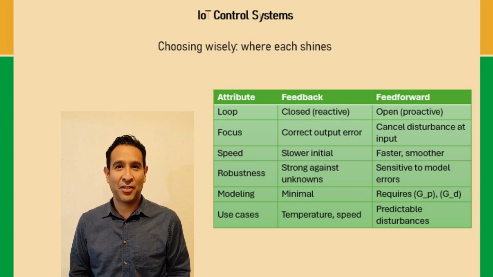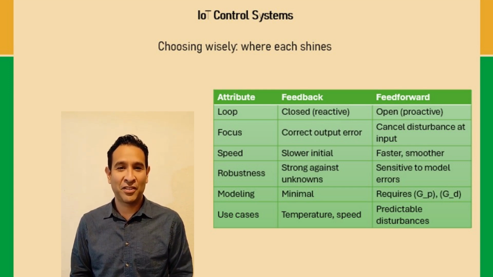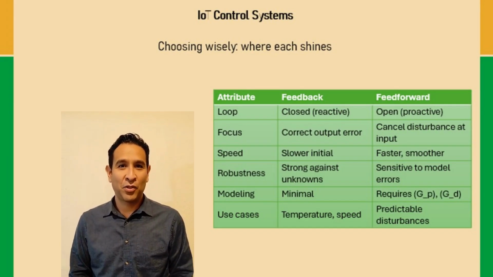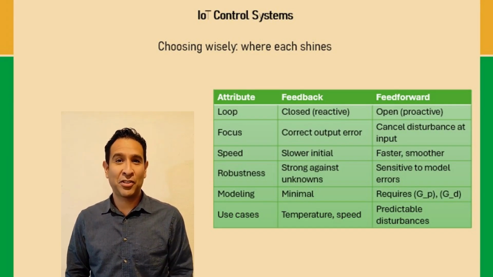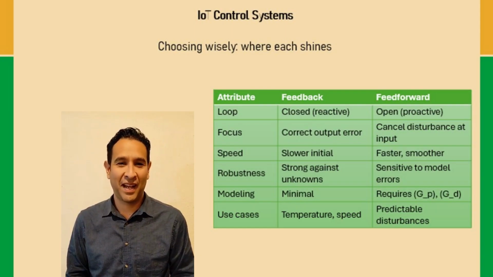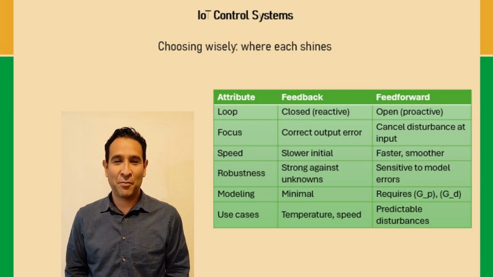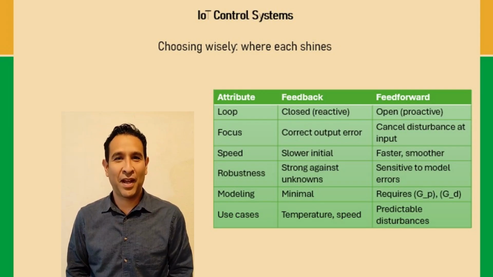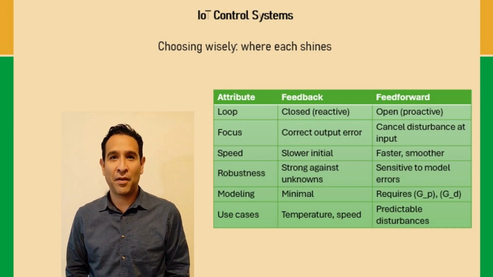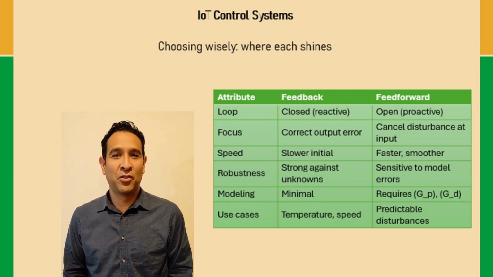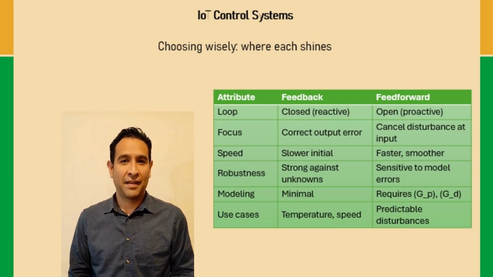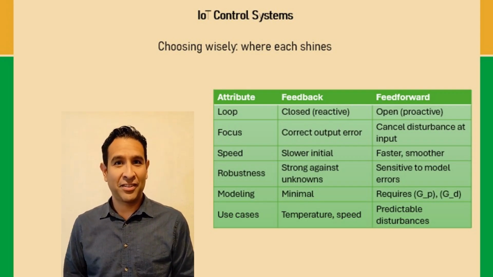Think of feedback as your safety net. It handles unknowns and drifts, but reacts after the fact and can be slower if poorly tuned. Feed-forward is your turbo. It delivers quick, elegant moves when you can measure and predict the disturbance, but it relies on modeling accuracy. Neither is universally better. The right choice depends on disturbance measurability, model quality, speed requirements, and robustness needs.